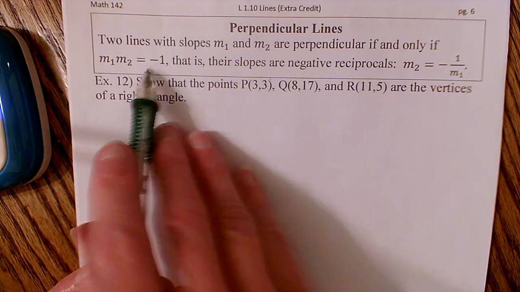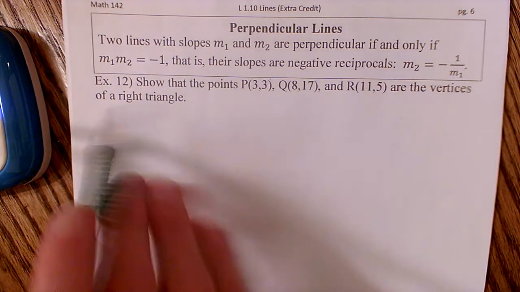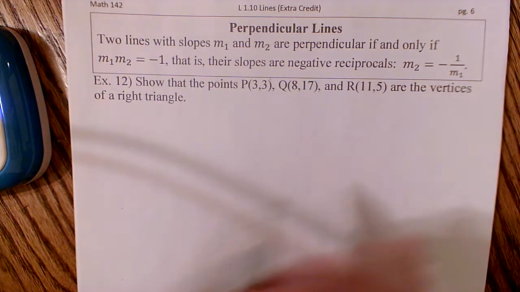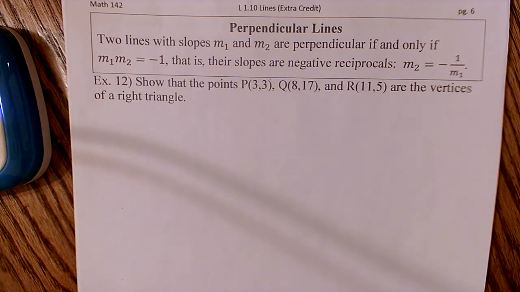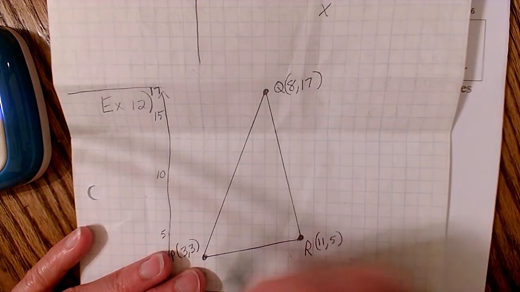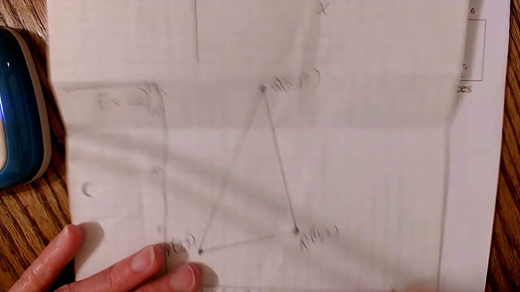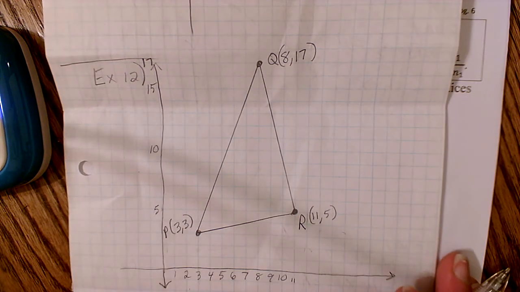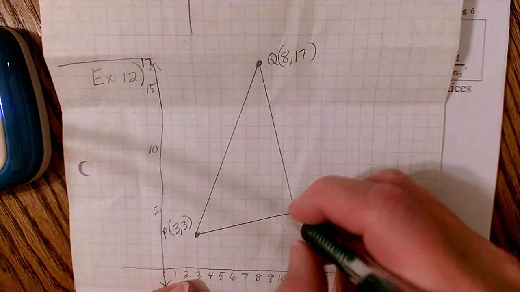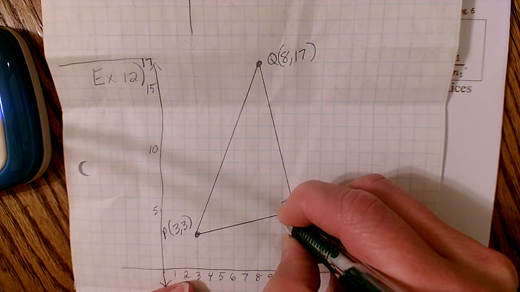So there's two different ways to decide if lines are perpendicular, and those are the two right here. We're going to show that the points P, Q, and R are the vertices of a right triangle. For the sake of time, I've already put the points on this plot and connected them to form the triangle so that we can decide where this right angle is supposed to be. And we can see down here, this looks to be a 90-degree angle.